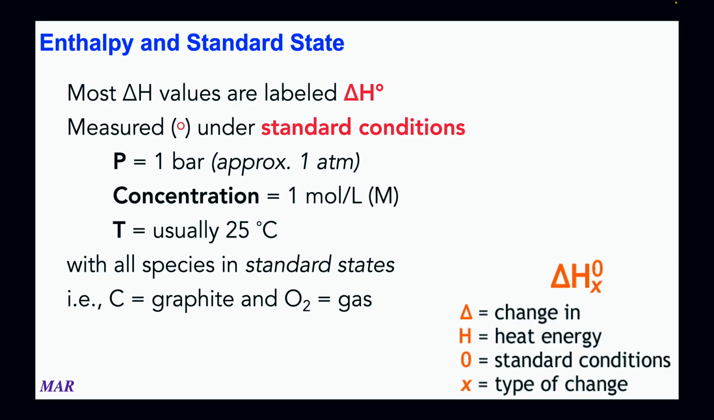So if you did reactions, say at the North Pole where it's a lot colder, you may have different values of delta H than your delta H standard conditions number would be. Likewise, if you were on Mars or if you were in Death Valley, somewhere like that, you would have slightly different values of delta H as well.